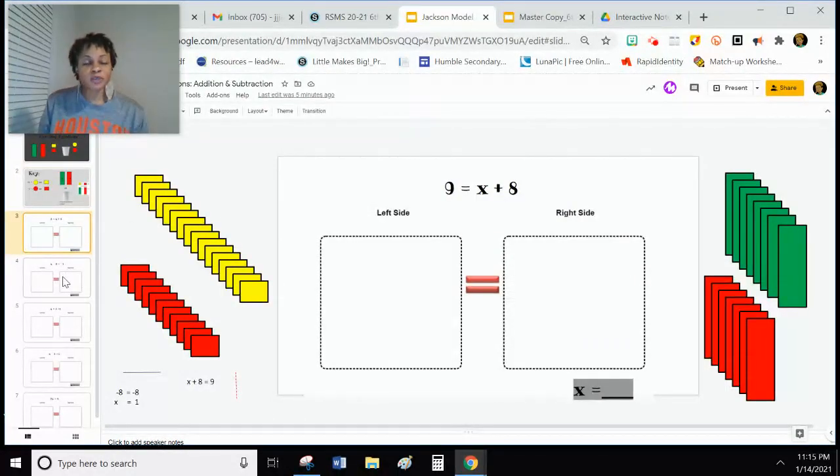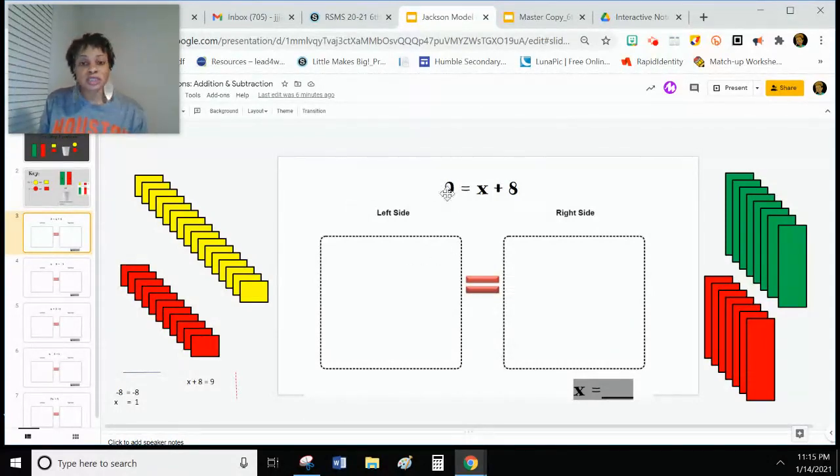So for our first problem, we have 9 equals x plus 8. Please do not be afraid of this because the 9 is on the left side and not on the right side. It doesn't matter. They're equivalent. So the x can be on either side. It's not a problem, okay? If it bothers you, you can move the 9 over to the other side if you just need to see it the right way, but I don't want you to be afraid because you see it differently.